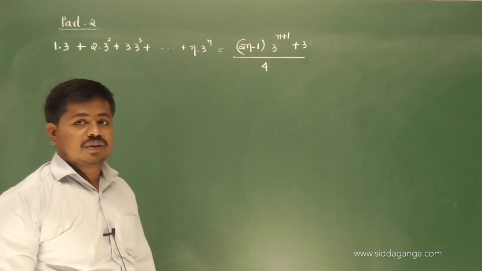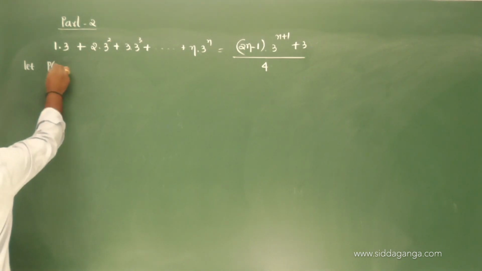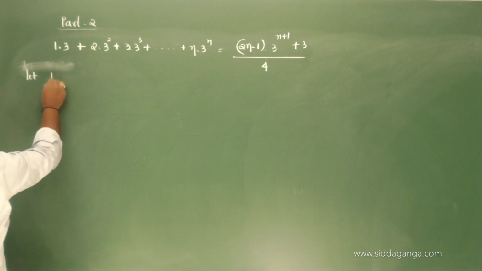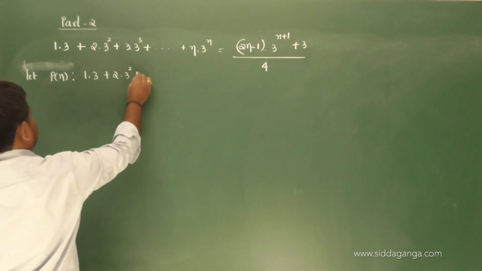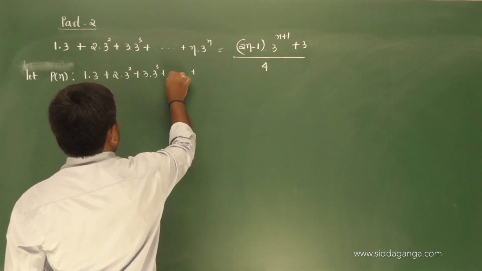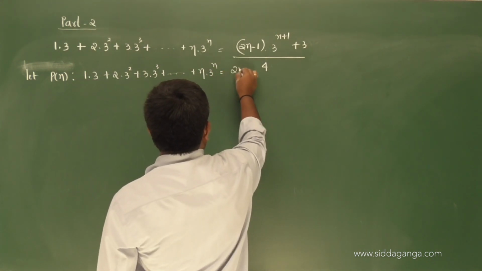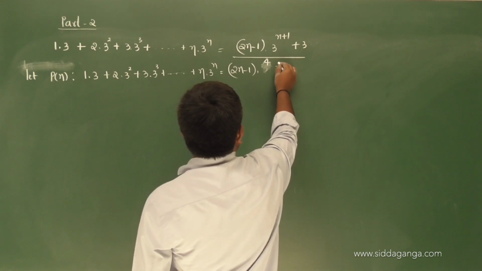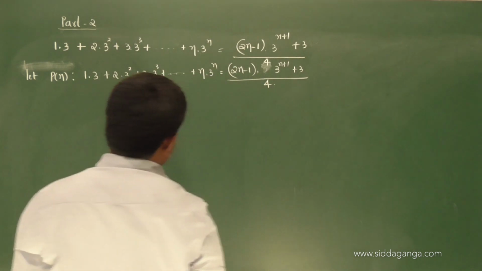Simple one. Okay, same as before. First thing is, let P of n be the given statement, that is: 1 into 3 plus 2 into 3 square plus 3 into 3 cube and so on, n into 3 power of n is equal to 2n minus 1 into 3 power of n plus 1 plus 3 whole divided by 4. This is P of n, the given statement.